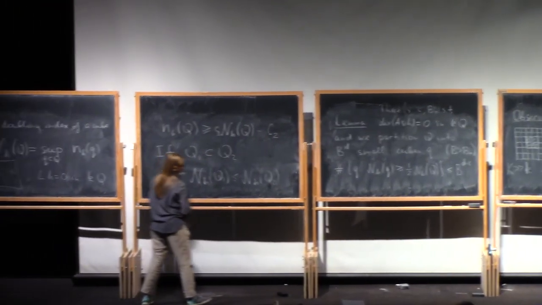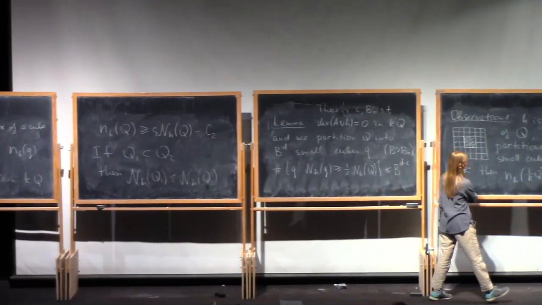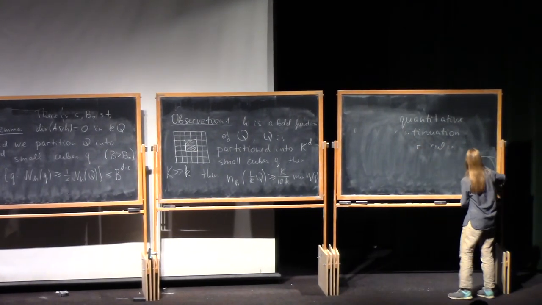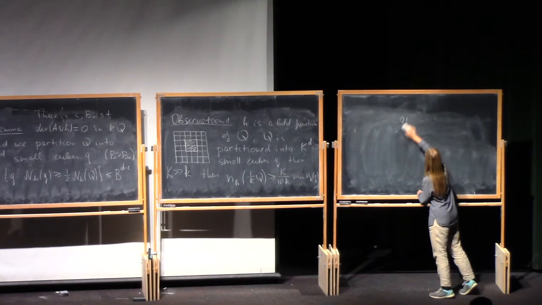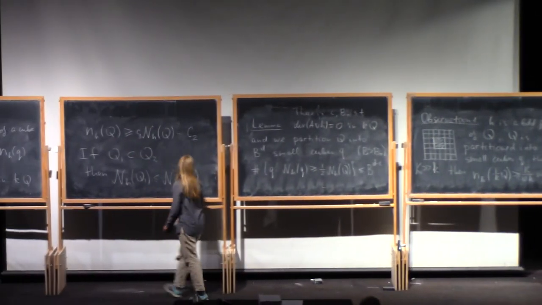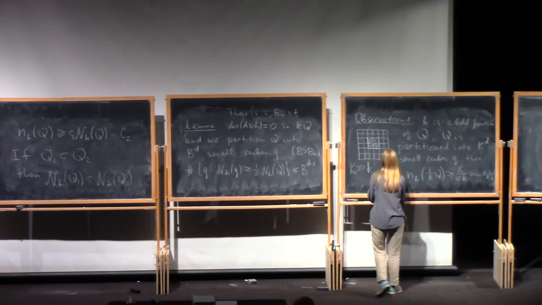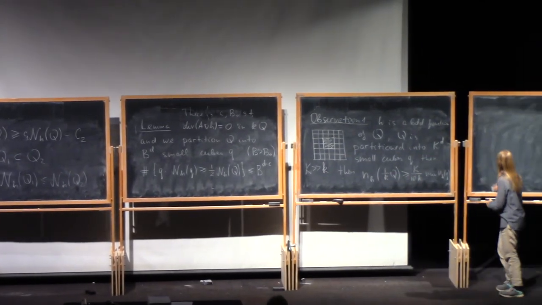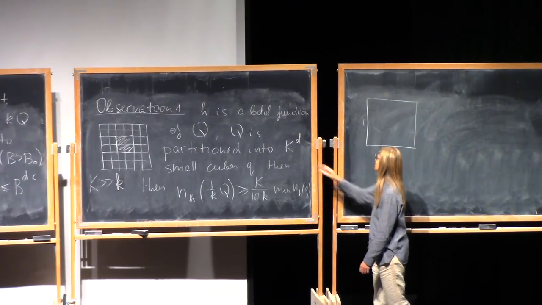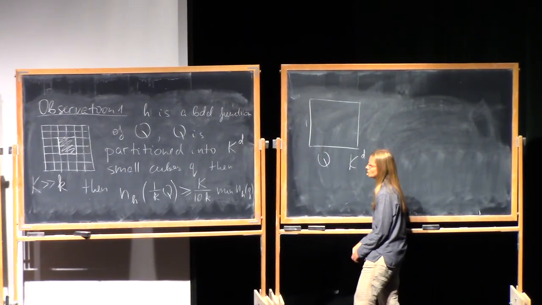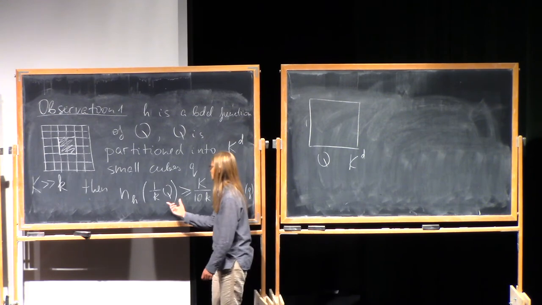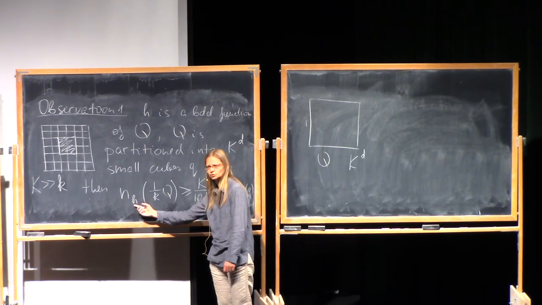And there is nothing new in this statement, except for the comparison of this modified doubling and the old one, and this lemma. I will not go into technical details, but roughly speaking, you take your cube Q and divide it into k to the power d small cubes. Then you know that at least one of them will have usual doubling that is less than the doubling on this scale divided by a constant.